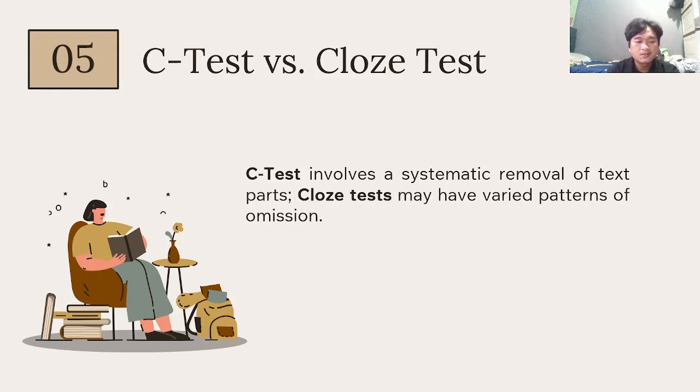In a cloze test, words are omitted at regular intervals throughout a passage, which can disrupt the flow of the text. In contrast, C-tests focus on the second half of a word, maintaining more context and coherence. Additionally, C-tests are designed to assess overall language proficiency, while cloze tests may focus more on vocabulary and grammar. This makes C-tests generally more effective for evaluating a learner's ability to use language in context.